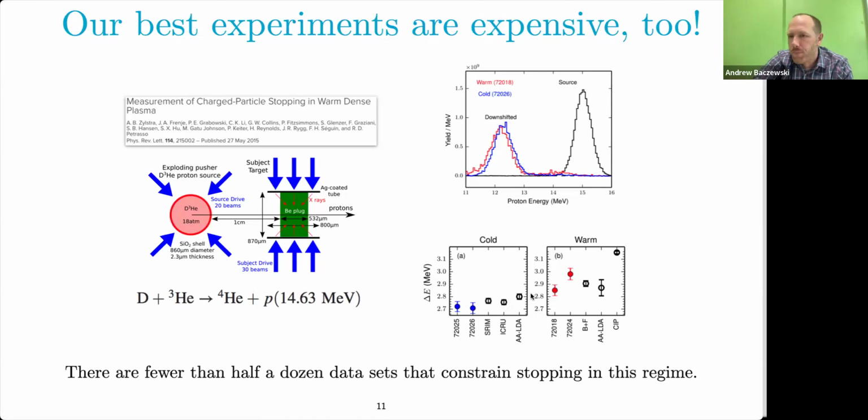There's still uncertainty here. The point to take home from all of this is that this sort of experiment is very expensive and time consuming to do, and it gives you a relatively small amount of data that's far from comprehensive. It turns out that right now there are fewer than about half a dozen data sets that constrain stopping in this regime. And again, these are using multi-$100 million to multi-billion-dollar facilities to produce relatively sparse data. So again, a motivation for a quantum computer.